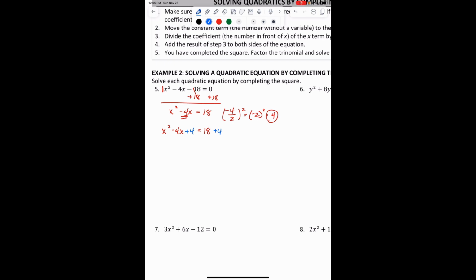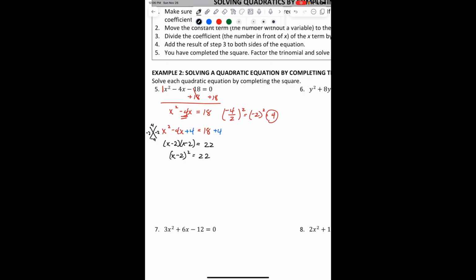And then now we've completed the square. So we factor the trinomial and we solve. Okay. So to factor over here on the left side, now we're going to multiply to 4, add to negative 4. That's negative 2 and negative 2. So this left side factors to x minus 2, and then 18 plus 4 is 22. Another way of writing x minus 2 times x minus 2 is x minus 2 squared.